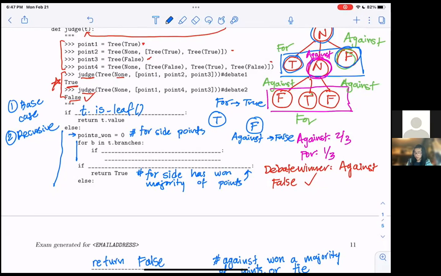Okay, so looking inside of this for loop, we see that there's an if statement. And if the condition of the if statement is true, we want to do something. The thing that we want to do, as I mentioned previously, is increment points1 at some point, because we want to update this variable if the for side has won a subpoint. And how do we know that the for side has won a subpoint?